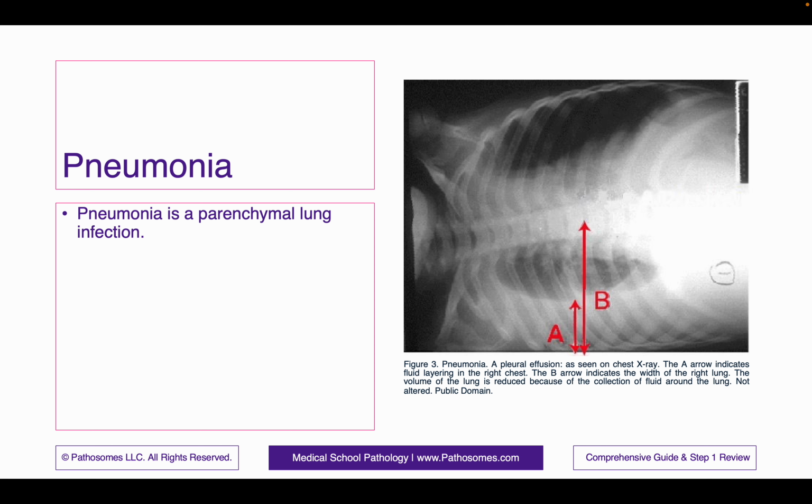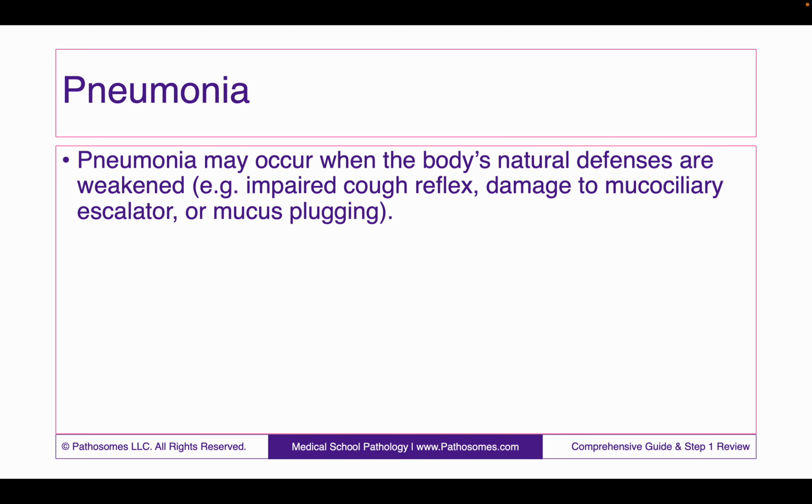So what is pneumonia? Well, pneumonia is a parenchymal lung infection. Pneumonia may occur when the body's natural defenses are weakened. For example, they could be weakened due to an impaired cough reflex or damage to the mucociliary escalator, as we can see in cystic fibrosis. What's that mutation, by the way? Typically, the most common one. Delta F508, right? Mucus plugging is associated with pneumonia. Right. So be aware of this.